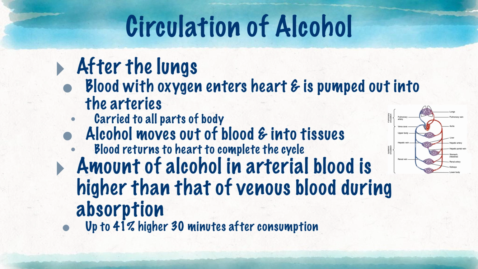The amount of alcohol in the arterial blood, so that in the arteries, is higher than that of the venous blood, that in the veins, during the absorption process. It can be as much as 41% higher in the arteries 30 minutes after consumption. So since they take the blood test from the venous blood, it is actually in favor of the individual, because if they're still in the absorption process, it's not going to read as high as it actually is. But eventually it will reach equilibrium.